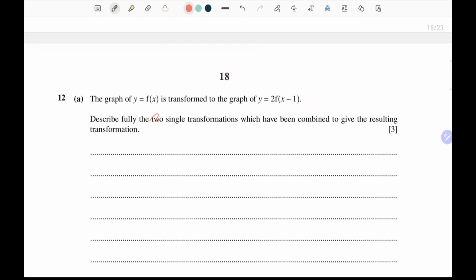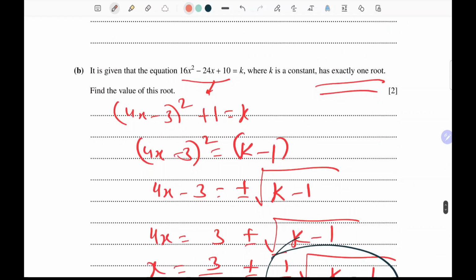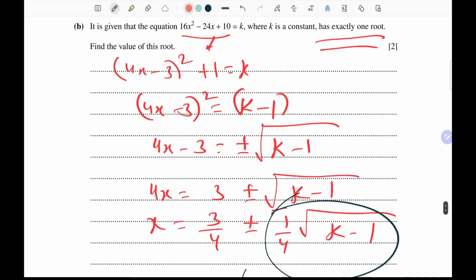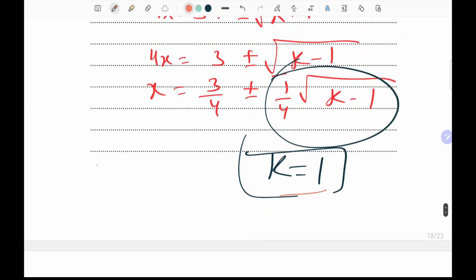Okay, now the graph y equals f(x) is transformed to the graph y equals 2f(x minus 1). Describe fully the two single transformations. Anything else we need to find? Has exactly one root. Oh, find the value of this root. My dear, we need to find not only the value of k, we have to find the value of x also, the root, in the previous question. So the root is x equals 3 over 4.